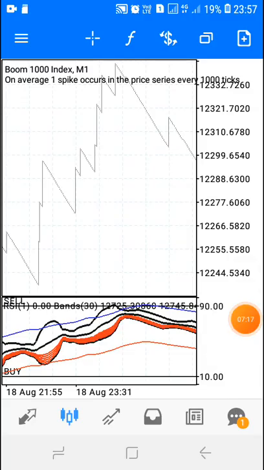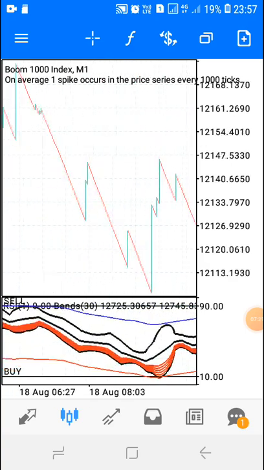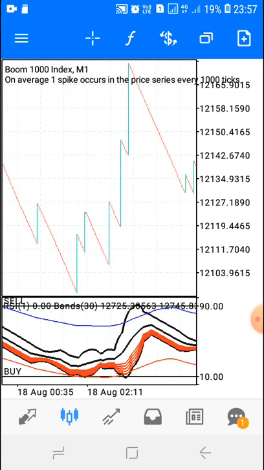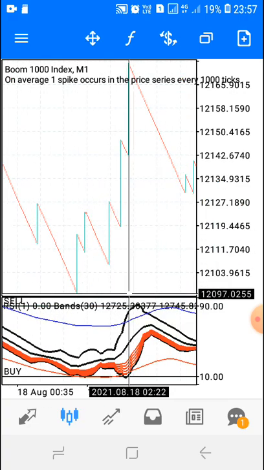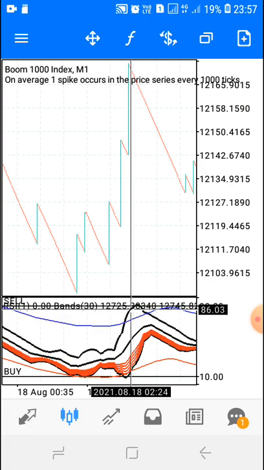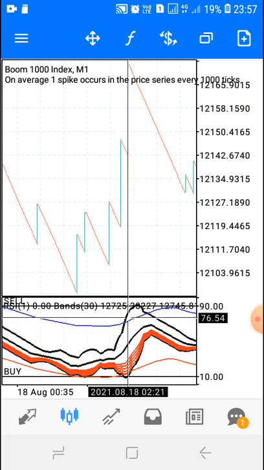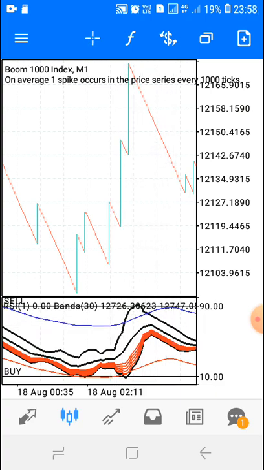So now that we're in Boom 1000, it's actually easy to use the strategy. Now you need to make sure that the chart is zoomed out completely when you use the strategy. And every time you see something like this, you look at the Bollinger Bands over here at the bottom. When it goes outside of the envelopes, it's time for you to take a sell, right? So that's how easy it is.